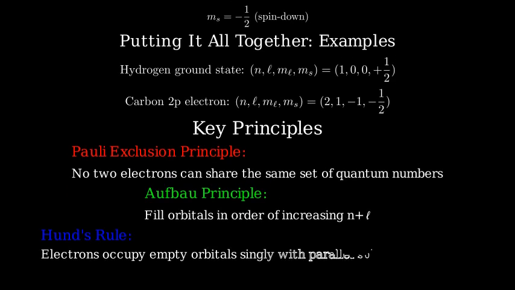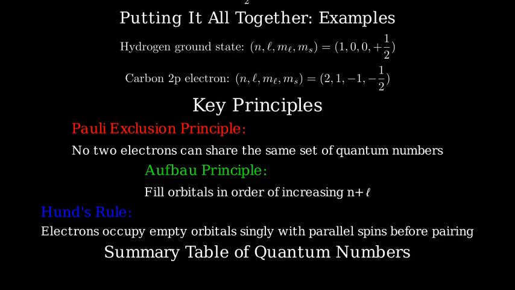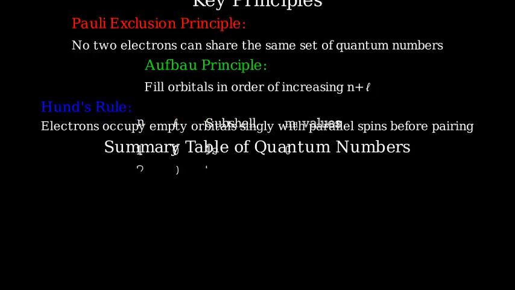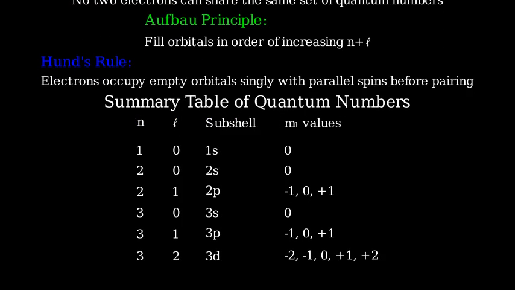Third, Hund's rule says that for degenerate orbitals like p, d, and f, electrons first occupy different orbitals with parallel spins before pairing up. Finally, let's look at a summary table of subshells. This table shows how the quantum numbers relate to each other.